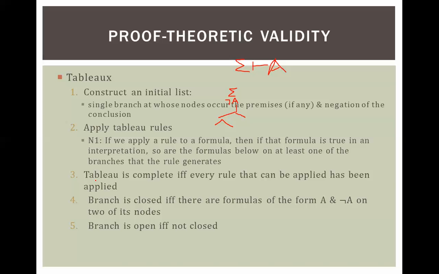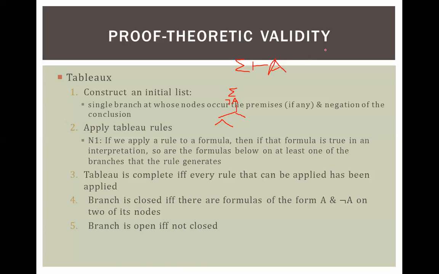We'll say that a tableau is complete if and only if every rule that can be applied has been applied. And so you'll see the rules soon. If you apply all the rules and you can't apply any more, then this thing is completed. A branch, remember, a branch is from the root to the tip, is closed if and only if there are formulas of the form A and not A on two of its nodes. Now that doesn't mean it has to be the conclusion that has an A or a not A. All that means is some formula and the same formula negated, right?